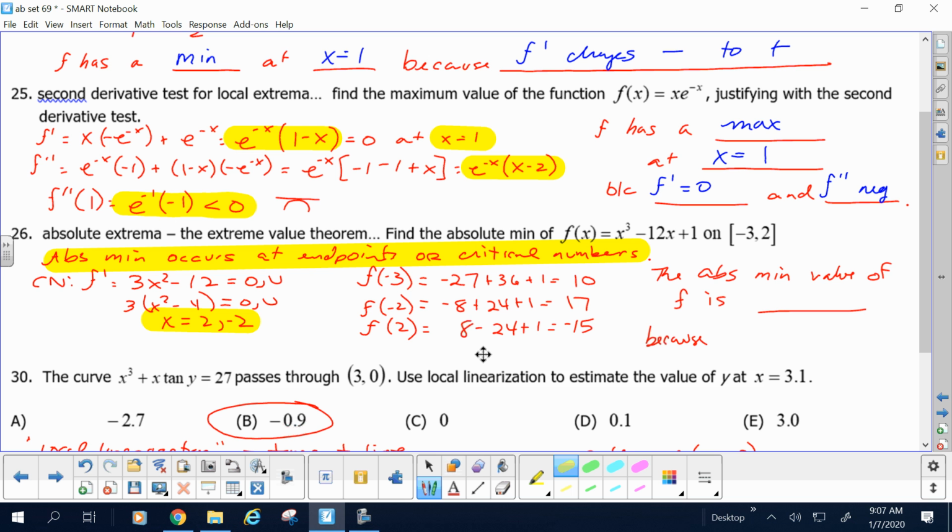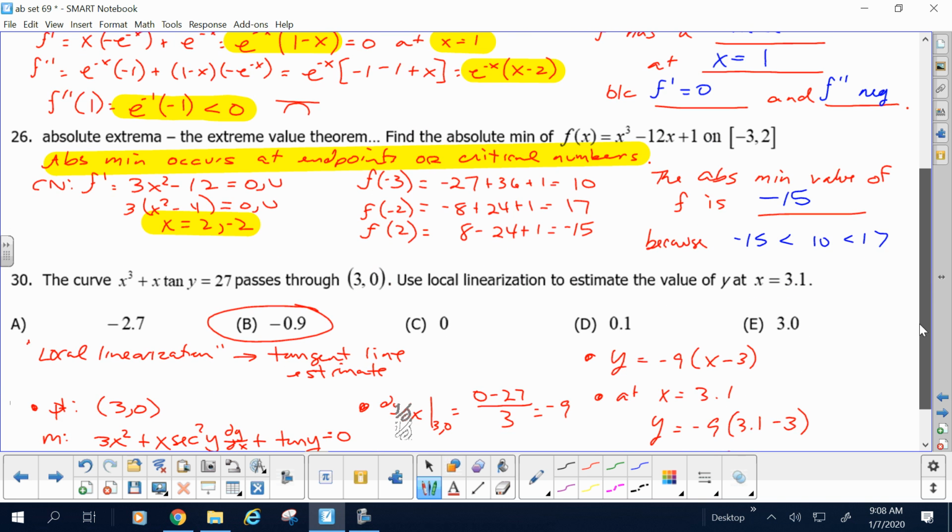So if you find f at negative 3, f at negative 2, and f at 2, and then compare the y values, the absolute min value of f is negative 15. And you know that the whole work is really justification, but if you want to, you could say because negative 15 is the least of the candidates, in numbers or English. Okay? All right. Good enough.